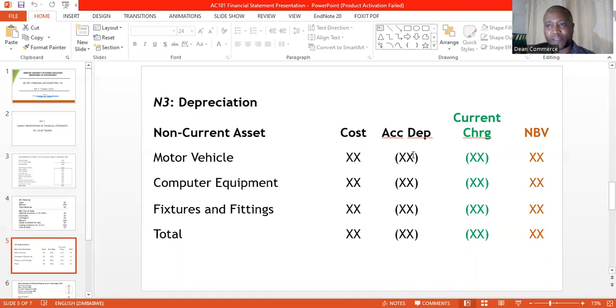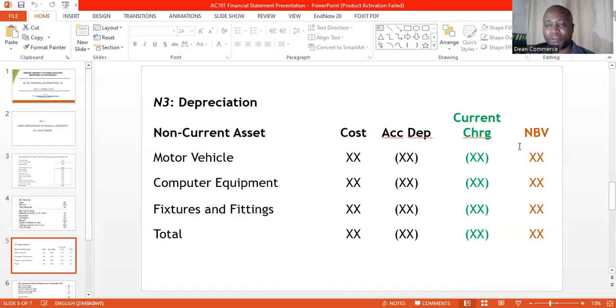It means that if, for instance, in year 1 this asset depreciated by 1,000, year 2 by another 1,000, and year 3 by another 1,000, this figure here will be 3,000. And if it is going to depreciate by another 1,000 this current year, we have the current charge of depreciation, which is this figure here. So we have the cost, less the accumulated depreciation for the past years, and then we also less the depreciation for the current charge.